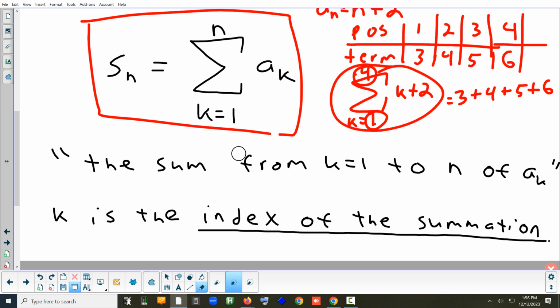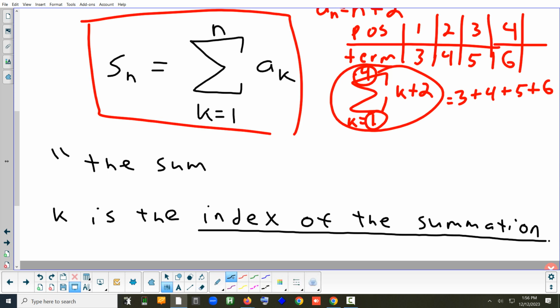Okay, I want to show you something. Let me write this down. The sum from k equals 0 to 3 of k plus 3. So watch what happens here. What's the first number they want me to plug in for k? 0. And what's the formula I'm plugging it into? K plus 3. So let's plug in 0. What's 0 plus 3? 3.